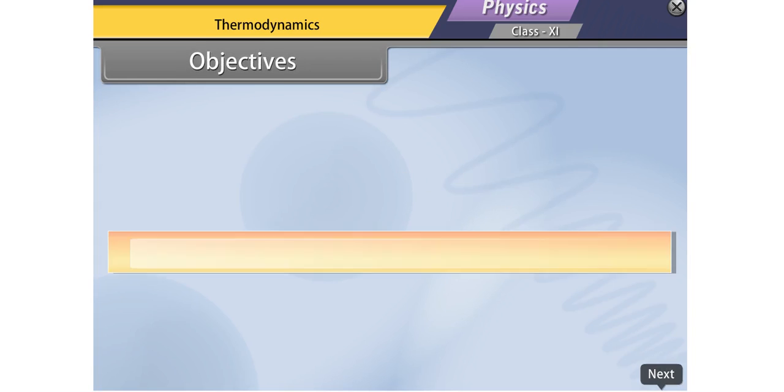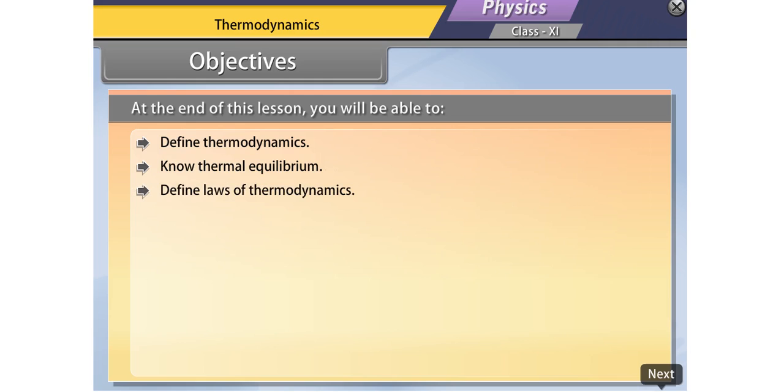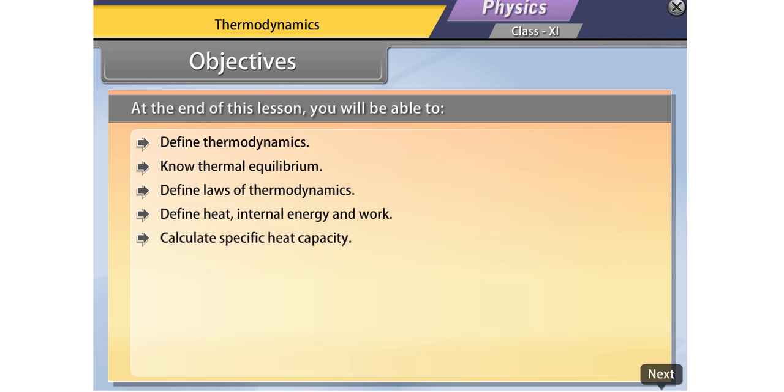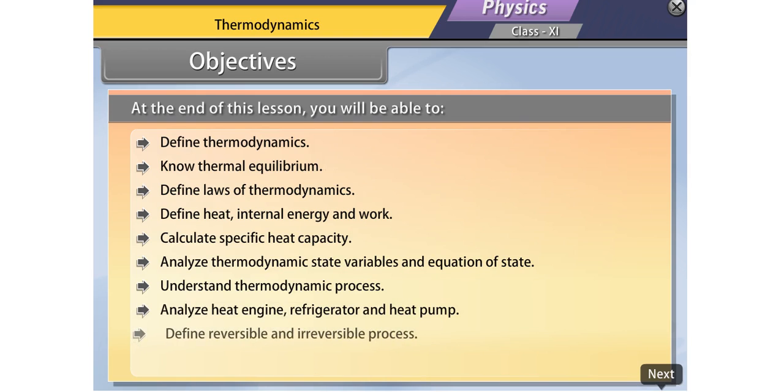Objectives. At the end of this lesson, you will be able to define thermodynamics, know thermal equilibrium, define laws of thermodynamics, define heat, internal energy and work, calculate specific heat capacity, analyze thermodynamic state variable and equation of state, understand thermodynamic process, analyze heat engine, refrigerator and heat pump, define reversible and irreversible process, understand Carnot Engine.